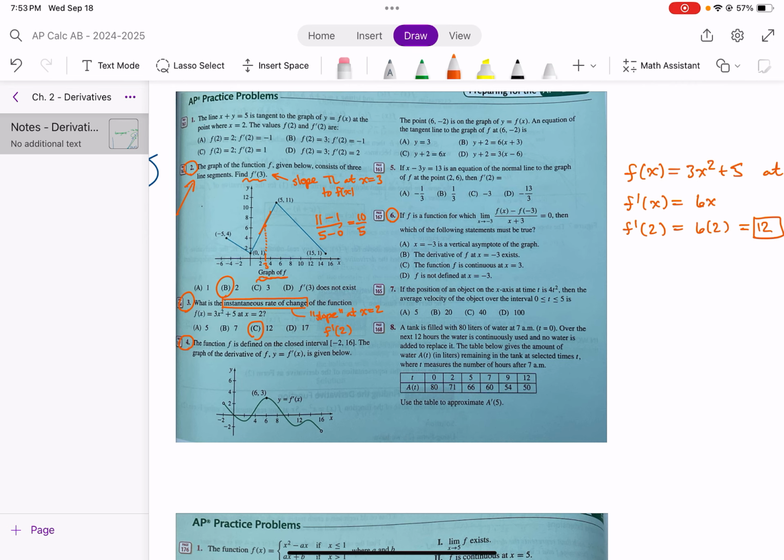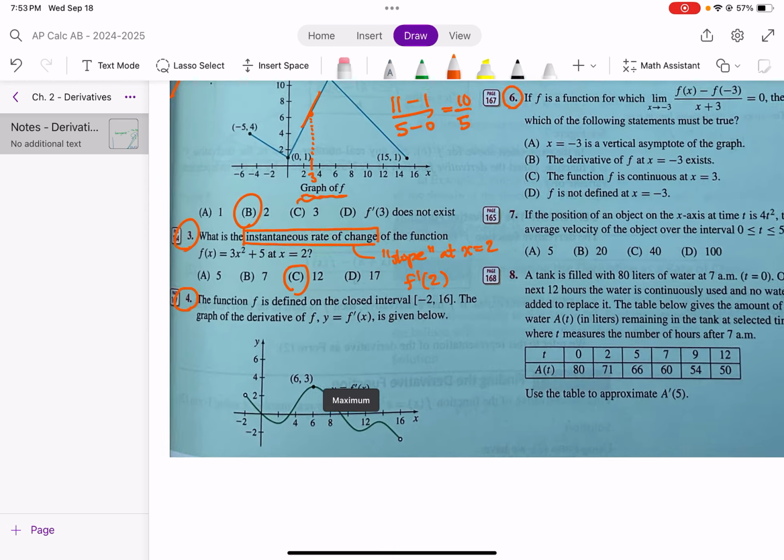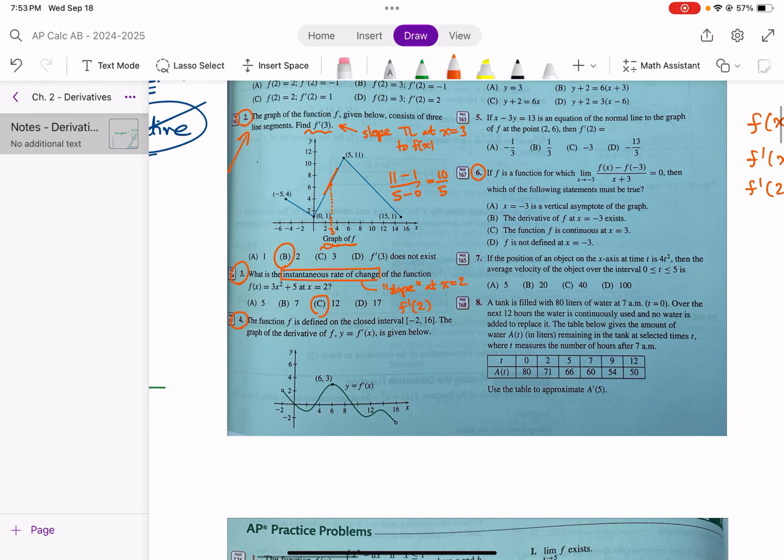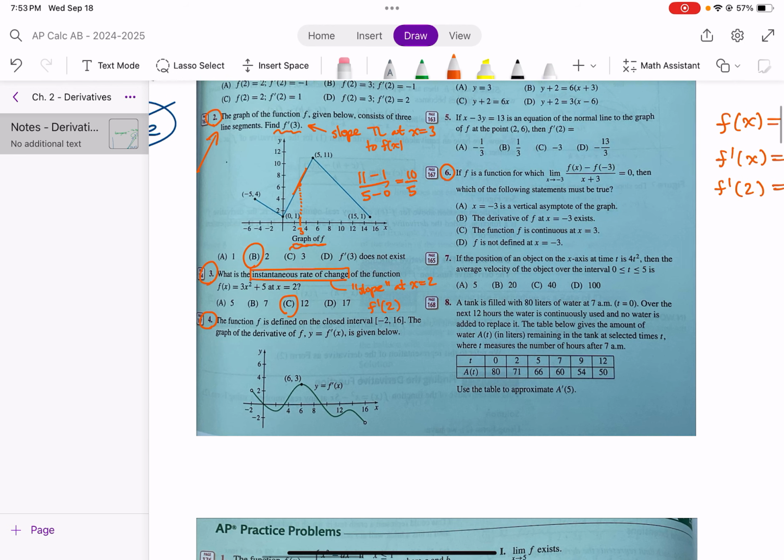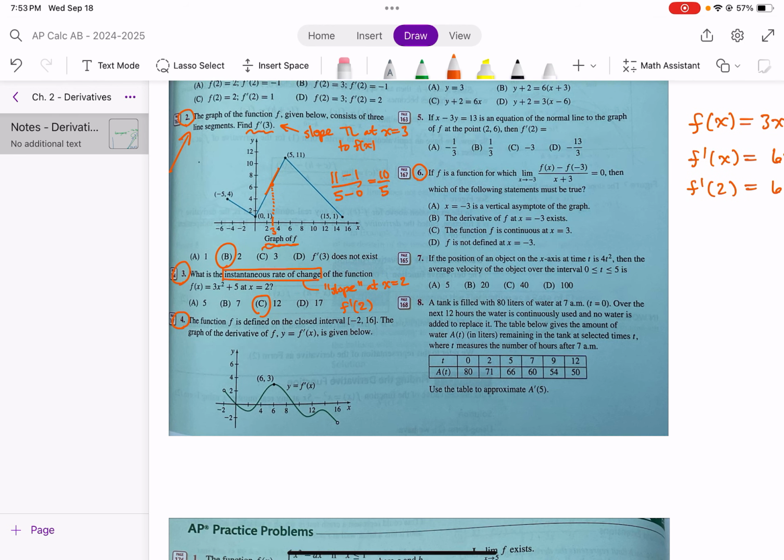Okay, here's where things get a little interesting. Number 4. The function f is defined on the closed interval from -2 to 16. By the way, guys, if I'm going too fast, feel free to rewind, slow down. I just don't want this video to be an hour long. So that's why I'm going a bit faster.